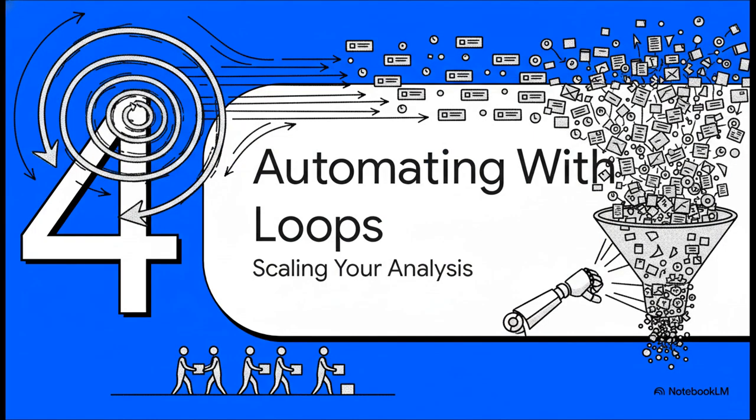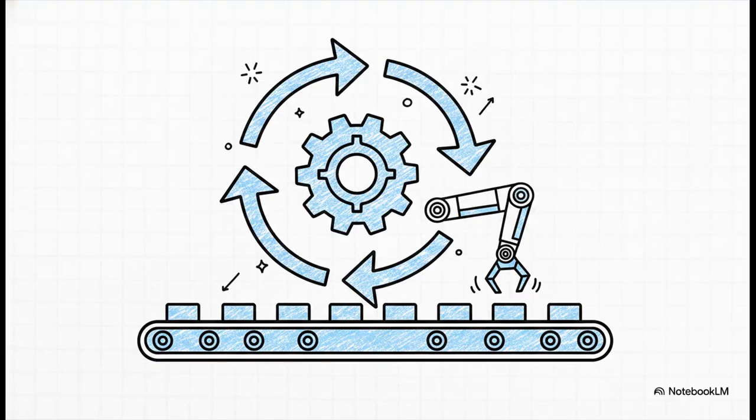All right, Section 4, Automating with loops, Scaling your analysis. Up to now, we've only been looking at tiny little lists. But if you're dealing with massive volumes of data, doing things manually one by one simply is not an option. We need scale. Enter the for loop. For mark in marks, print mark. This simple, elegant piece of code automatically iterates through every single item in the entire list, step by step.